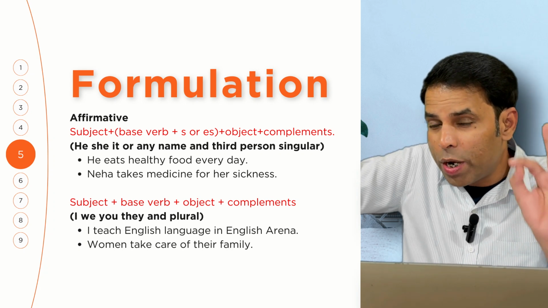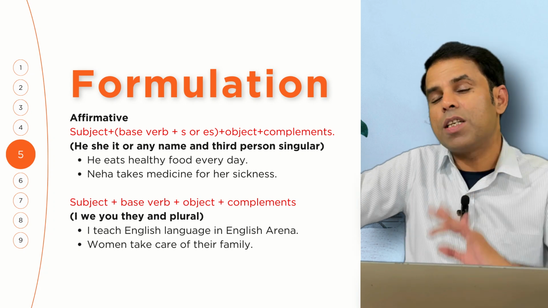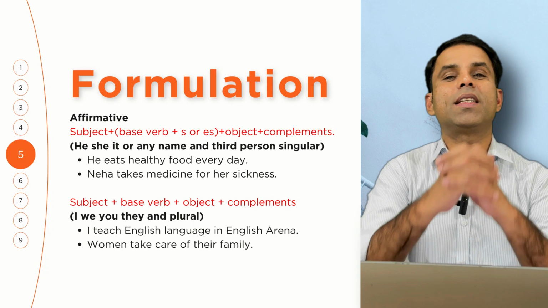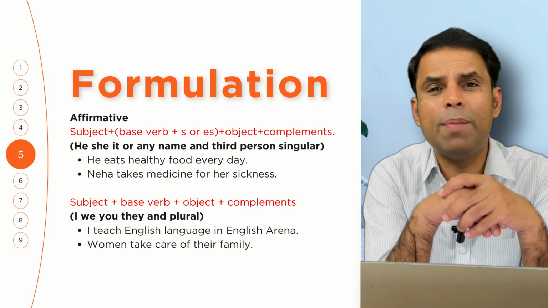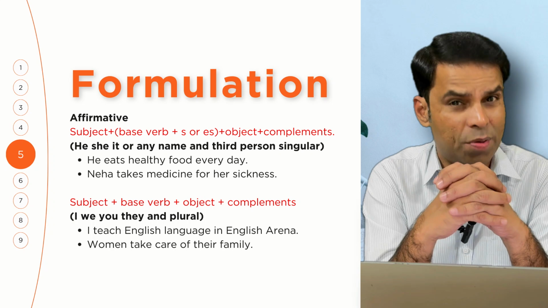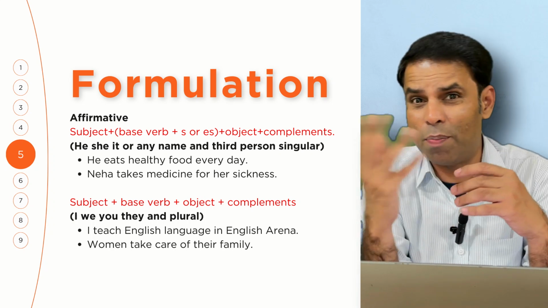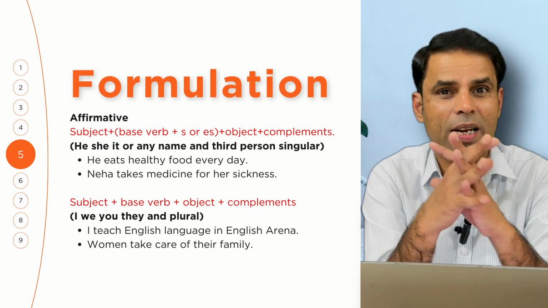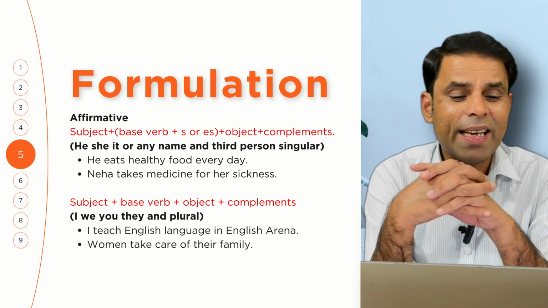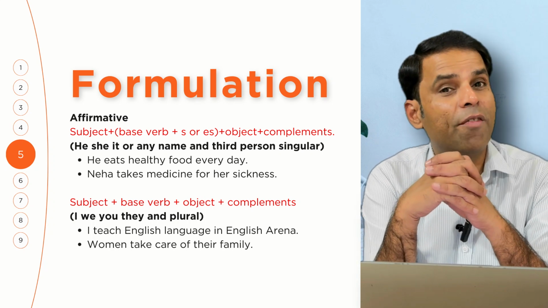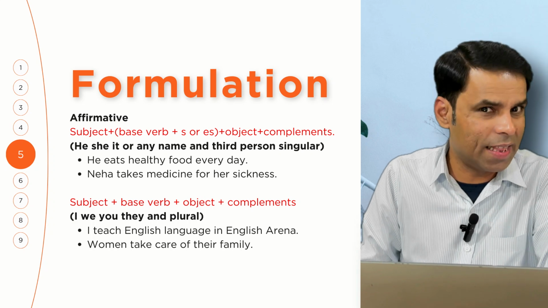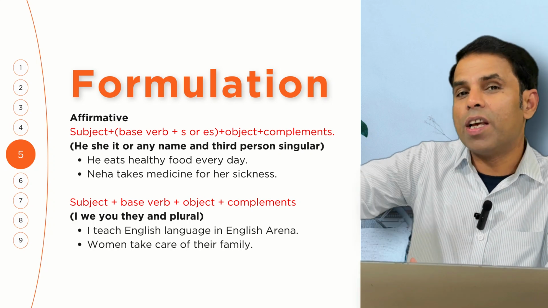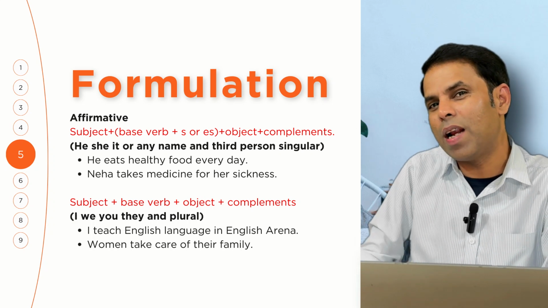Now, when do you use this formulation? You use this formulation when the subject of your sentence is he, she, it, or any name. Or maybe when you are talking about one person, maybe my father, your brother, his sister, my friend. So as I said, he eats healthy food every day. Guys, you might have heard sometimes people say that he eat healthy food every day, or he go to his school at 8 a.m.